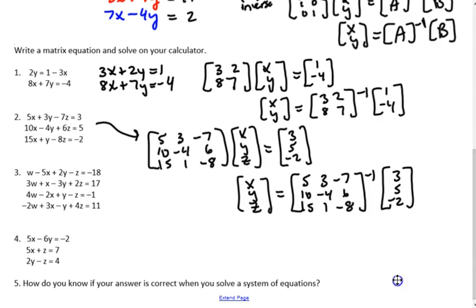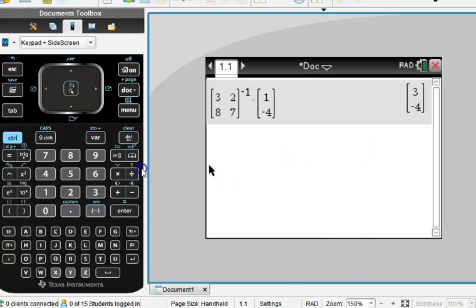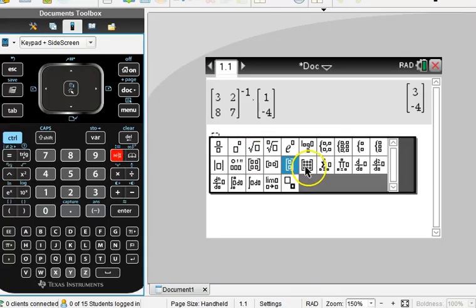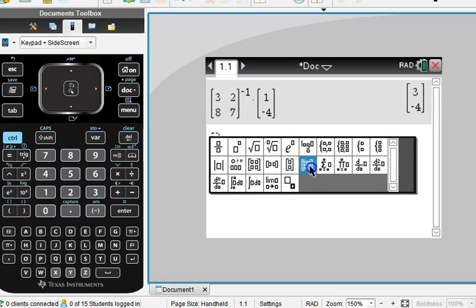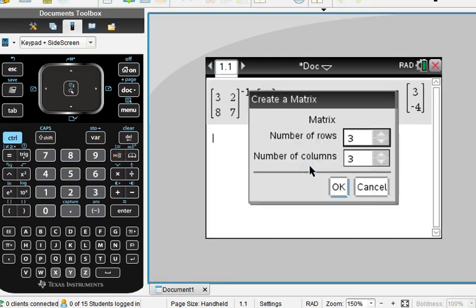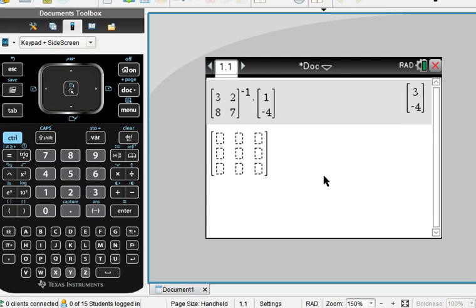So I'm going to show you one more on the calculator so you'll know what to do with a larger matrix. To do the larger matrix, I'm going to go to this matrix right here. Now notice when I click on that, it doesn't automatically just put a 3 by 3 because this one I can use to make any number of rows and columns I want. I happen to want a 3 by 3, so I'll put OK here.